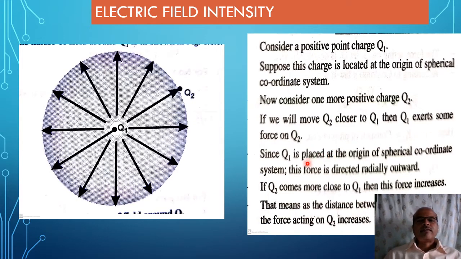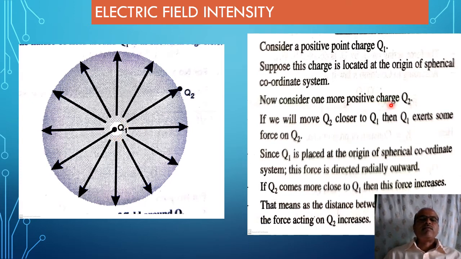So we have derived Coulomb's law. Next is electric field intensity, denoted by E. To derive the expression for electric field intensity, consider a point charge Q1. This point charge Q1 is located at the center. Suppose this charge is located at the origin of a spherical coordinate system.